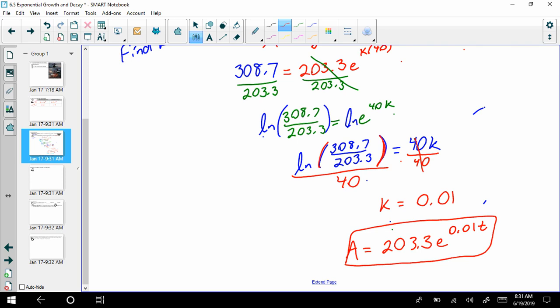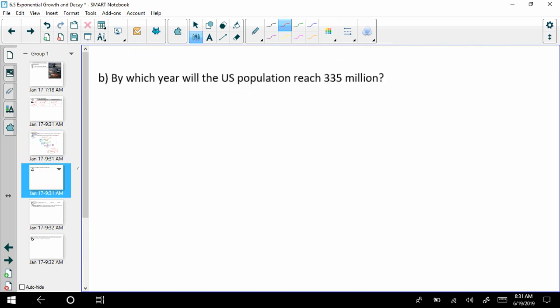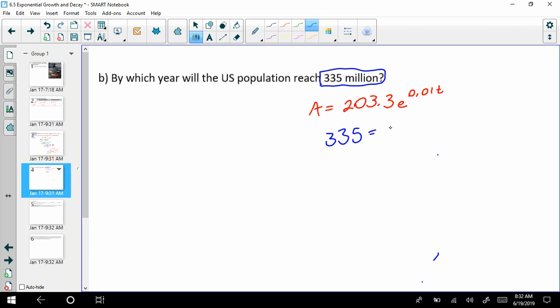Okay, so now look at part B. By which year will the population reach 335 million? So we have our equation already that we wrote. Let me write it down again here. So by which year will the US population reach 335 million? So what would I do with this 335 million? Well, if that's the population I want to reach, that should go in for A. That's like my final spot.